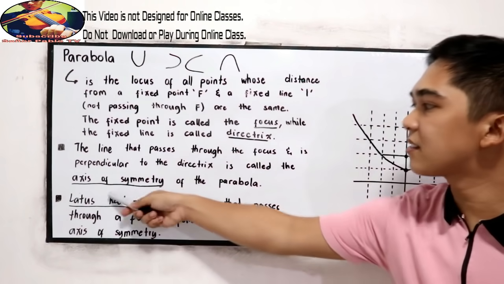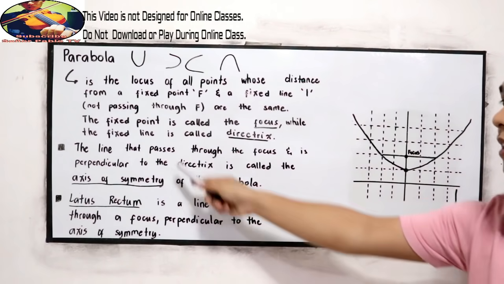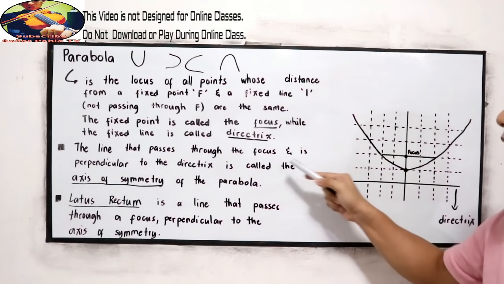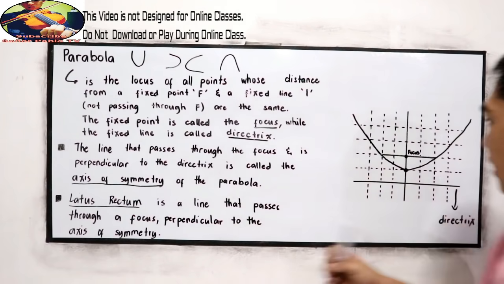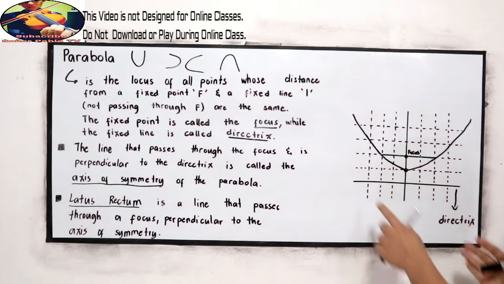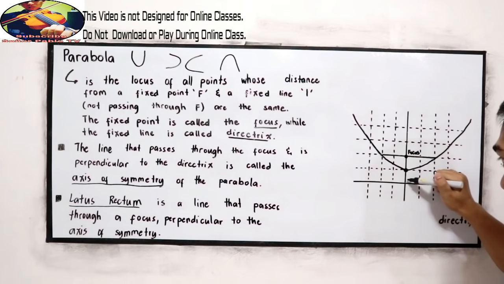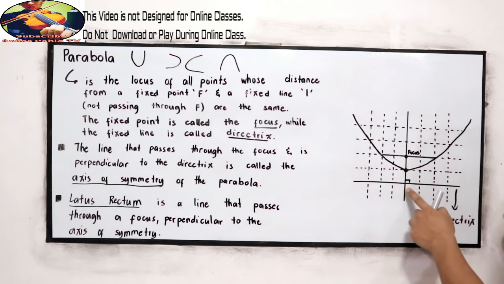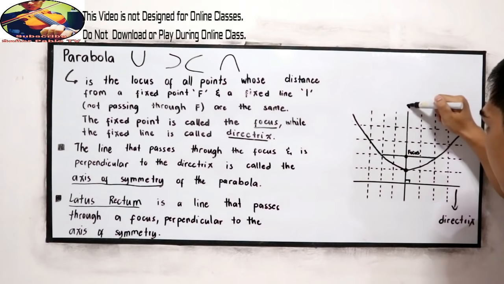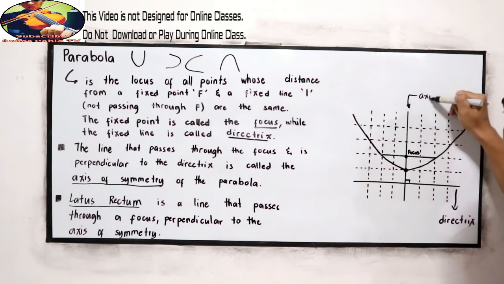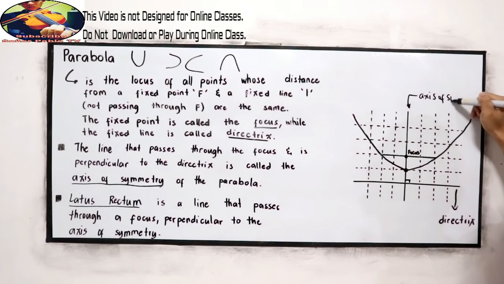Next term is the axis of symmetry. The line that passes through the focus and is perpendicular to the directrix. A line that passes through the focus, that is perpendicular to our directrix. So this is our axis of symmetry.